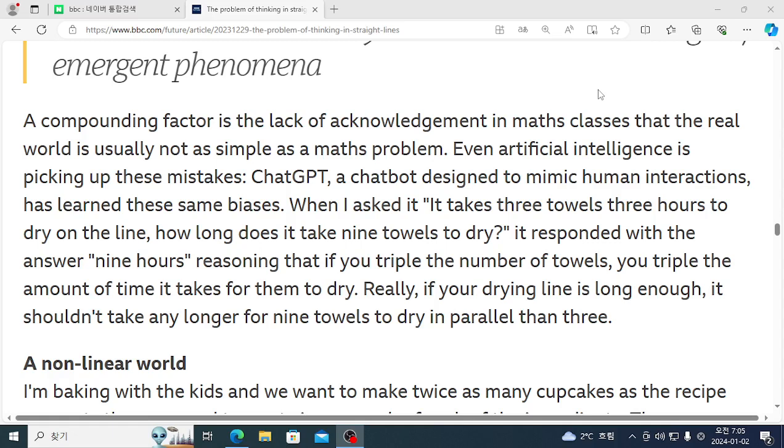Even artificial intelligence is picking up these mistakes. ChatGPT, a chatbot designed to mimic human interactions, has learned these same biases. When I asked it, if it takes 3 hours for a shirt to dry on the line, how long does it take 9 shirts to dry? It responded with the answer 9 hours, reasoning that if you triple the number of shirts, you triple the amount of time it takes for them to dry. Really, if your line is long enough, it shouldn't take any longer for 9 shirts to dry in parallel than 3.